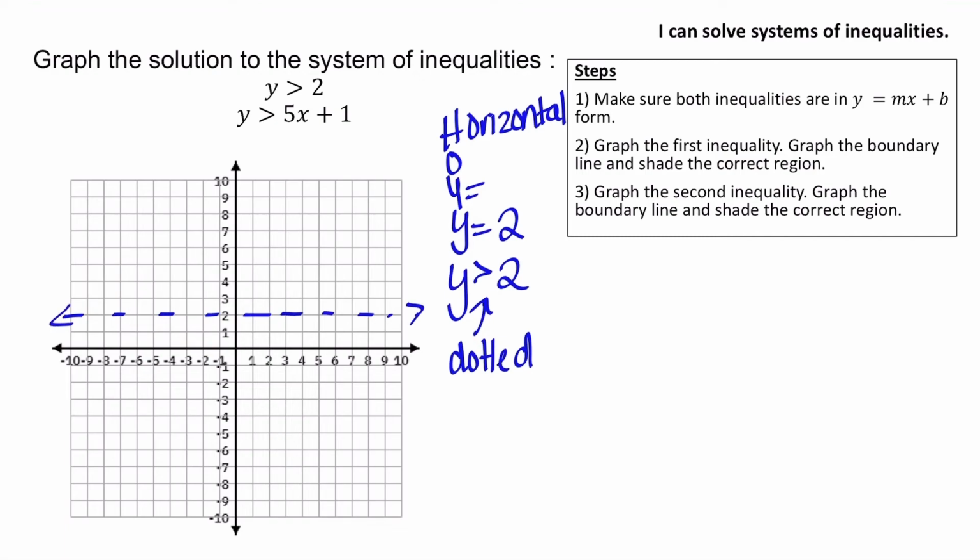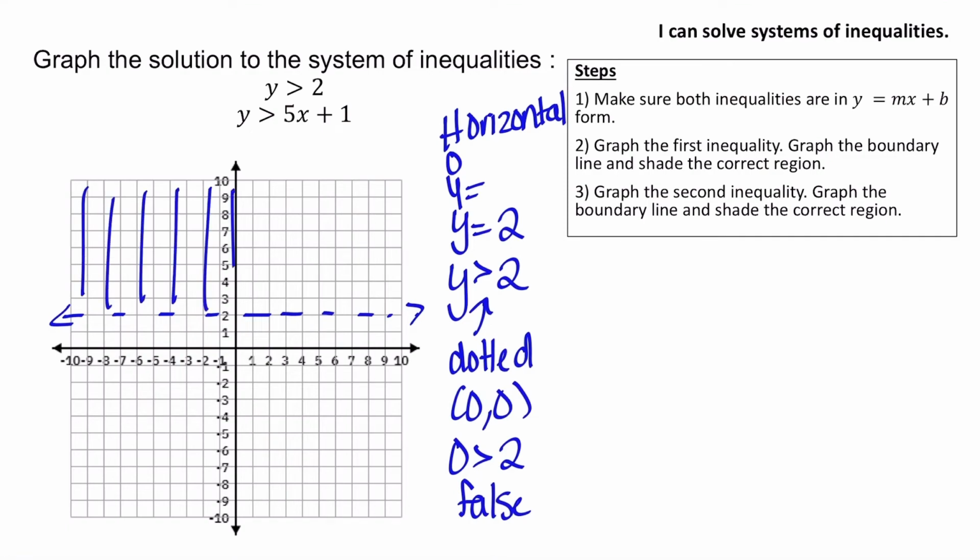And then I'm going to use the test point 0, 0. Since there's only one variable in my inequality, it's 0 is greater than 2, which is false. So I'm going to shade away from 0, 0. So this is my shaded region for this graph.